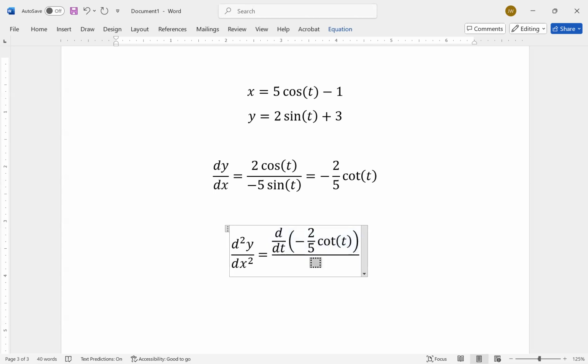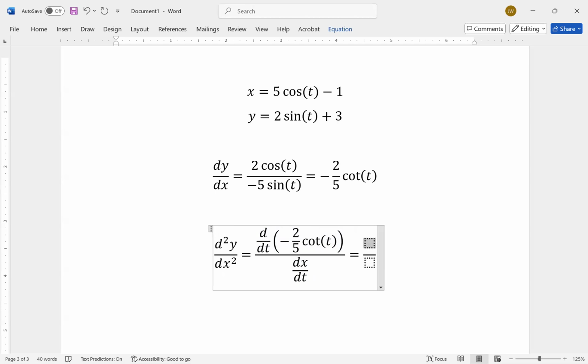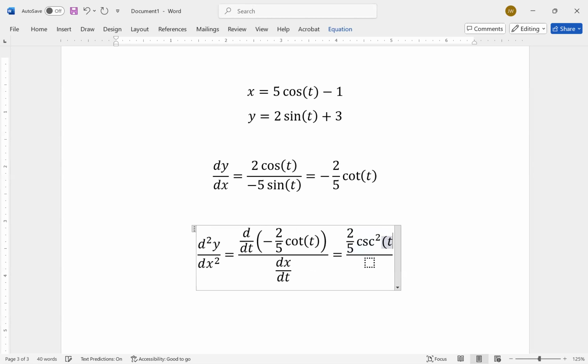And then divide that by the derivative of x with respect to t, which we already know. The derivative of cotangent of t with respect to t is going to be a negative cosecant squared. If I do a negative of a -2/3, I get a negative of -2/5, I get a +2/5 times the cosecant squared of t.